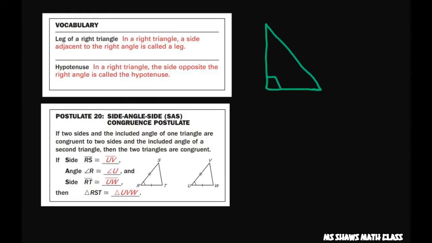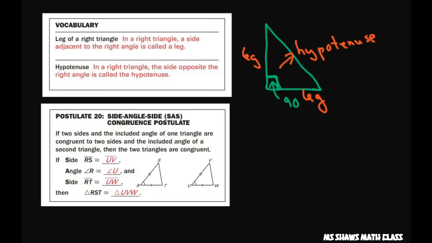So these are the two legs. This is your right angle right here. This is 90 degrees. So a side adjacent to the right angle is called a leg. So this is a leg and this is a leg. Okay? And the side opposite the right angle is called the hypotenuse. So a right triangle has two legs. They don't have to be equal, but they have two legs and a hypotenuse.